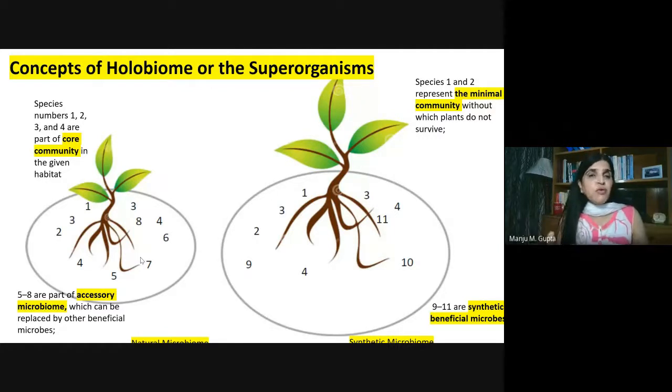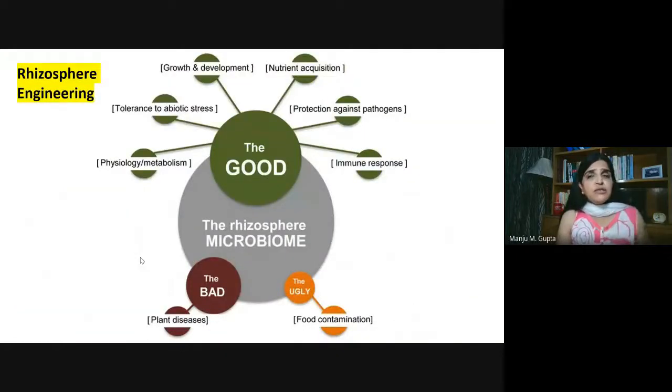So what did it teach me and what scope does it give me? Once I understand what all is present in the root microbiome, I can easily play with the accessory microbiome. I cannot touch the minimal community, the microbes which fall in the minimal community. I cannot touch the core community, but I can play with accessory microbiome organisms, and I can replace them with other beneficial organisms, maybe any beneficial organism. And with that, the term synthetic microbiome came, that we can synthesize microbiome. This gave birth to a new field that is called rhizosphere engineering.